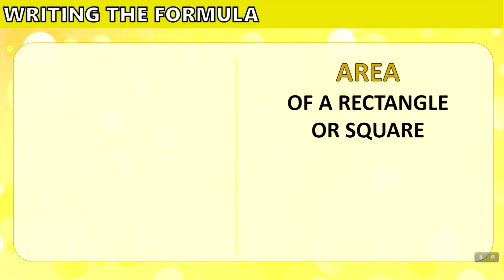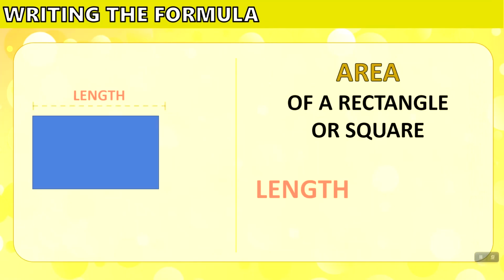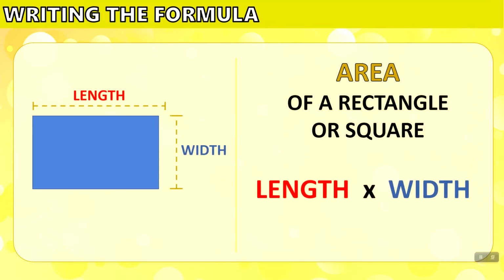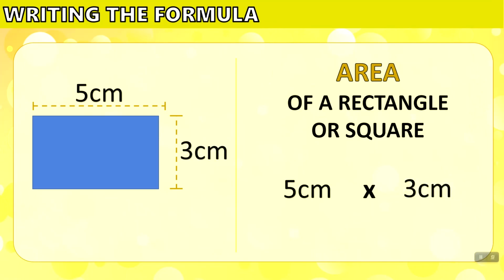So the formula we've discovered is the area of a rectangle or a square, like this one, is length multiplied by the width. If the length were 5 centimeters in this rectangle, and the width were 3 centimeters, when we multiply 5 by 3, we get 15 centimeters, but we have to place a small 2 a little above, which means square units. This is very important because area is always stated in square units, not just the unit by itself.